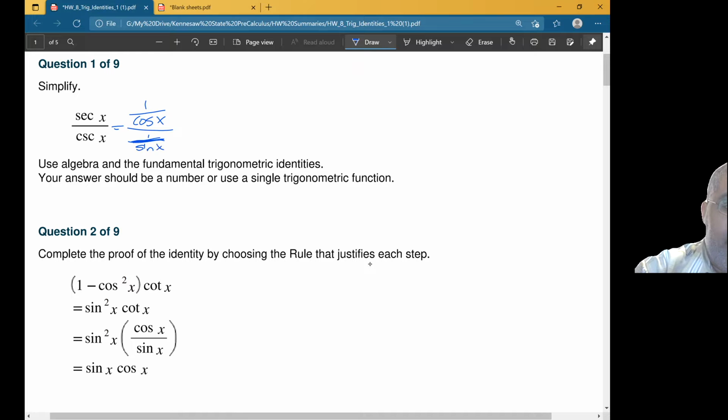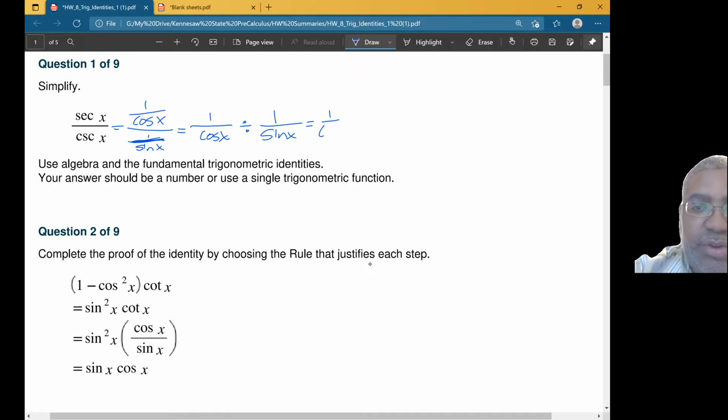So for this one, 1 over cosine x over 1 over sine of x. For the people who may not like fractions, this is 1 over cosine x divided by 1 over sine x. Multiply by the reciprocal, or keep change flip. 1 over cosine x times, and then you flip the reciprocal, sine x over 1, which is sine x over cosine x, which is tangent of x.